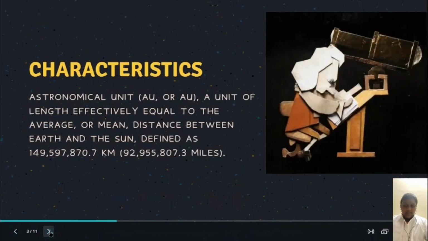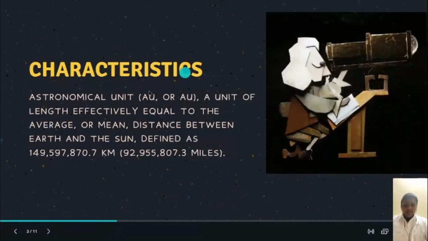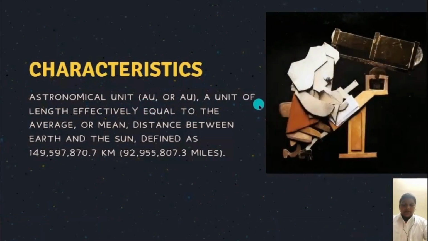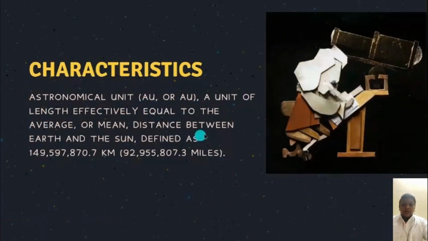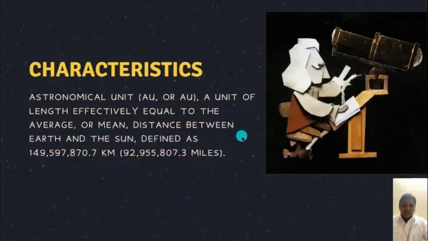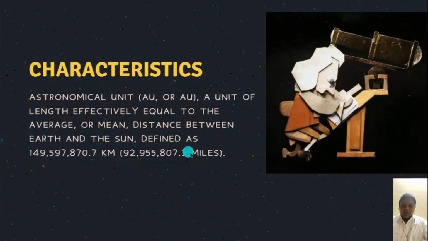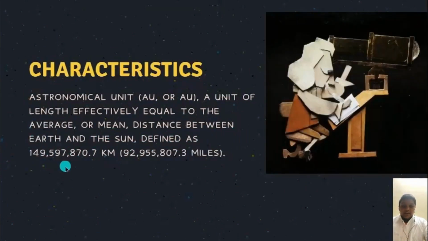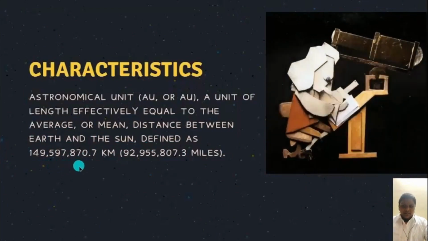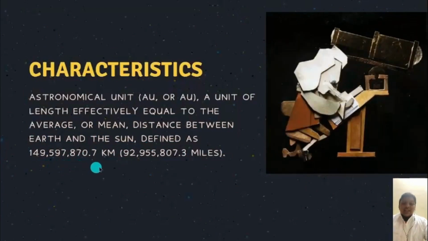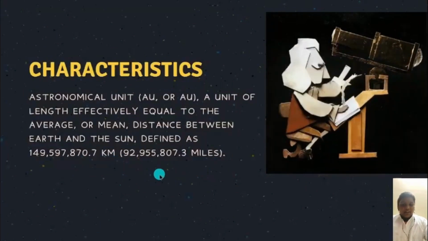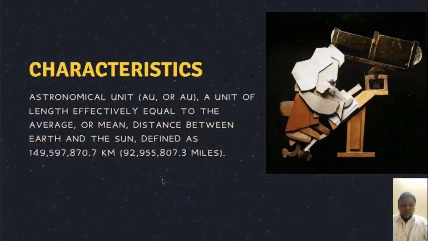Characteristics of astronomical units. The astronomical unit, AU, is a unit of length effectively equal to the average or mean distance between the Earth and the Sun, defined as 149,597,870.7 kilometers and 92,955,807.3 miles.